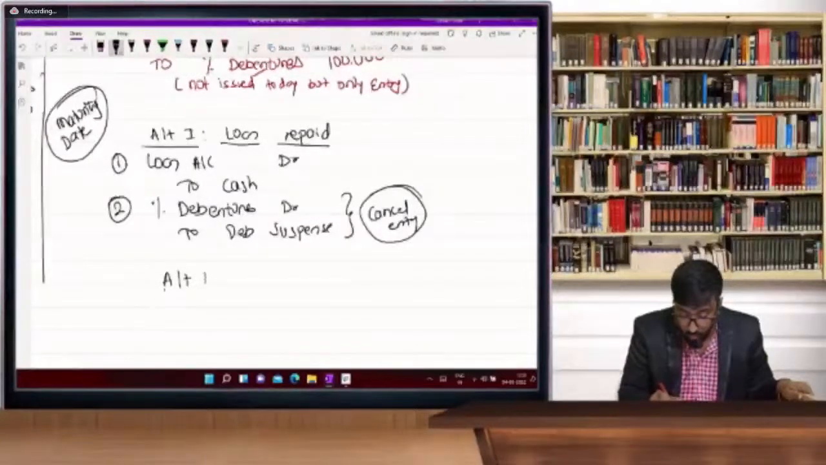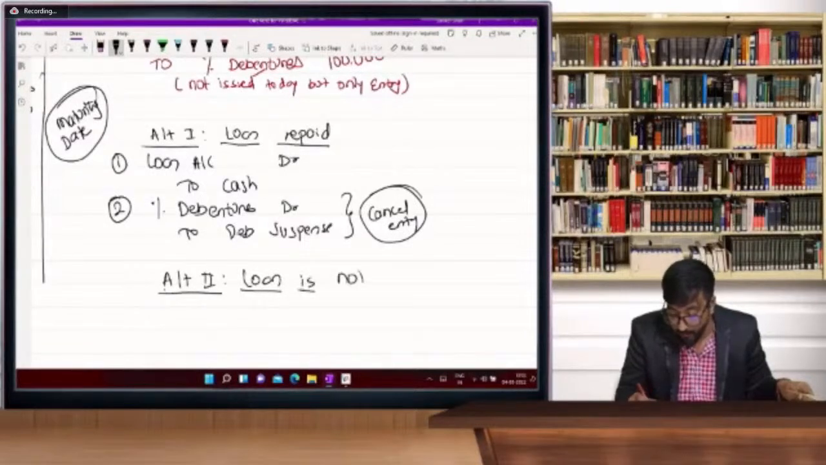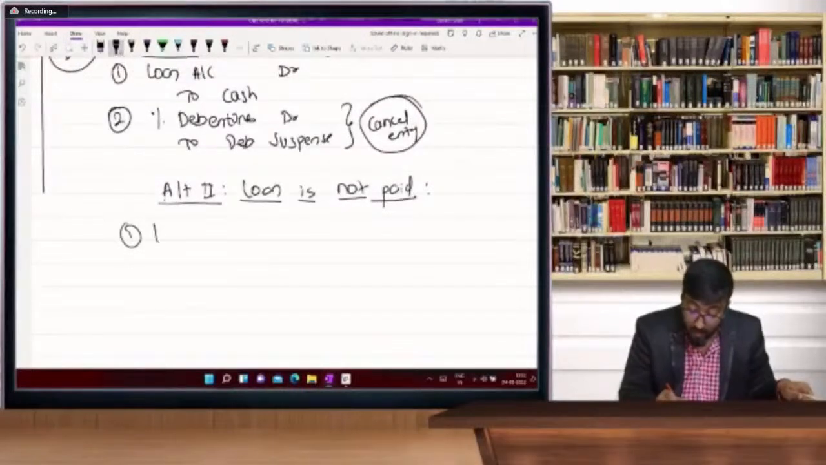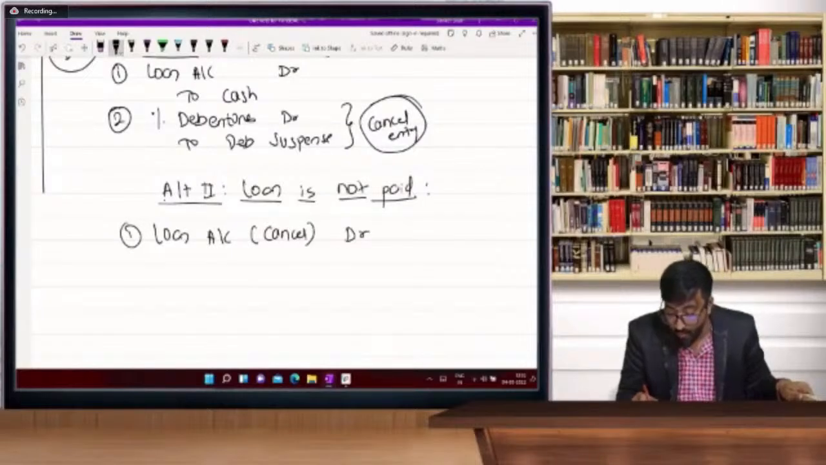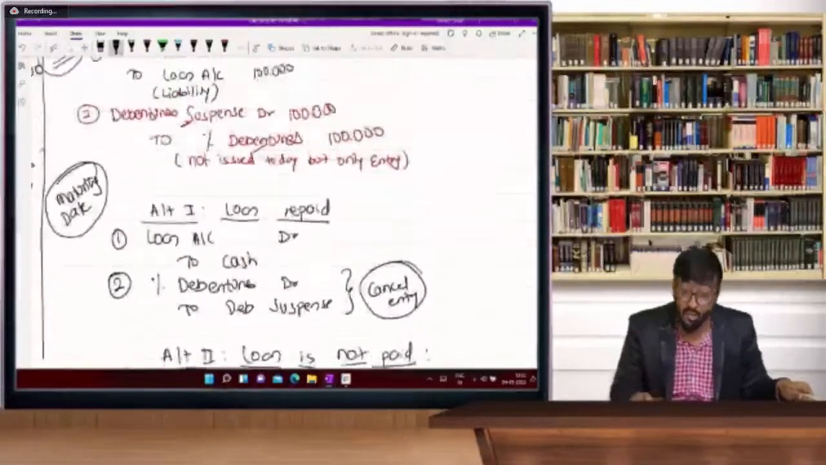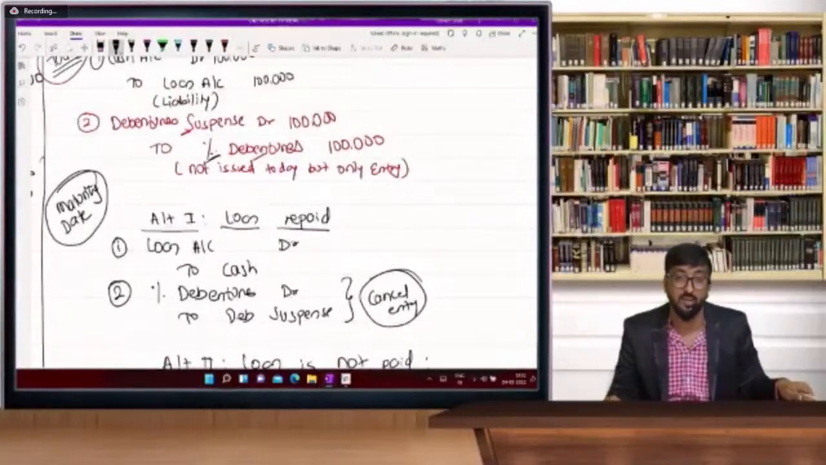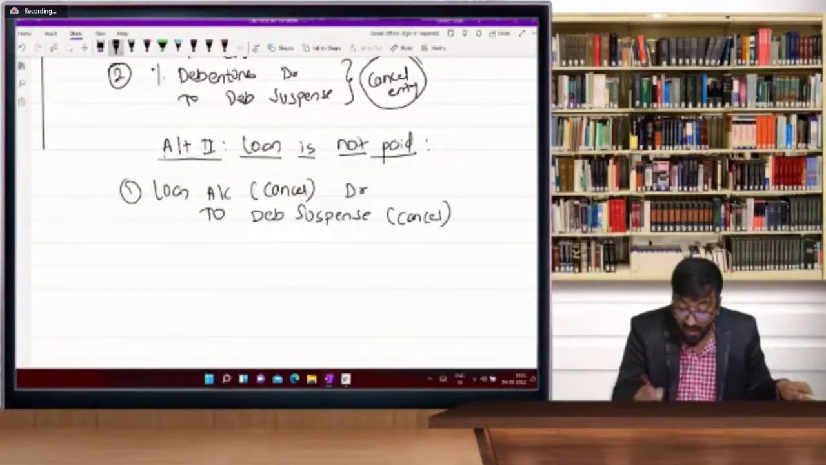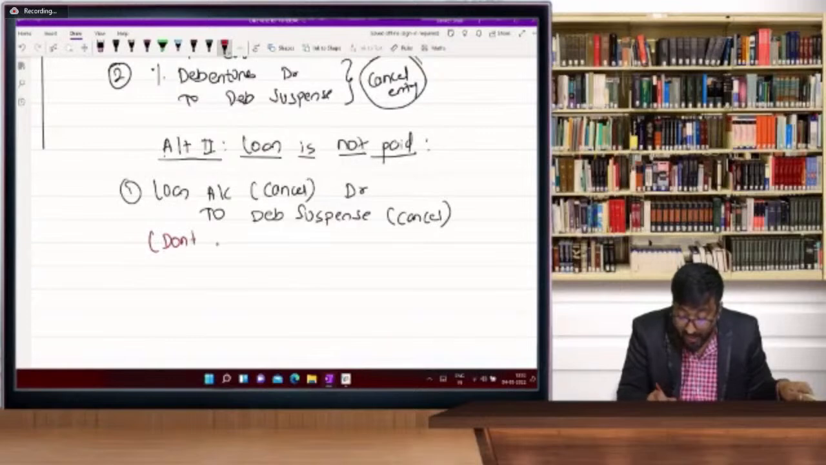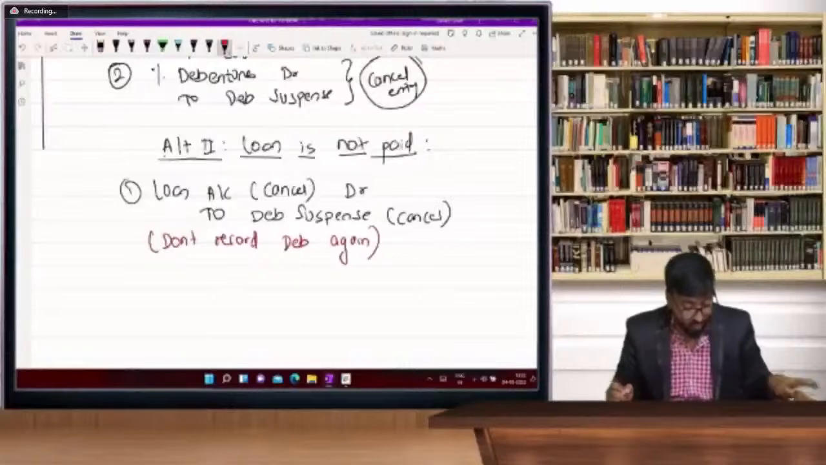And alternative number 2: the loan is not paid. The loan is going to be cancelled, the liability is going to be cancelled anyhow. But now you are issuing debentures. Already you issued debentures, so make the cancellation of debenture suspense. Debenture suspense is getting cancelled, and don't record debentures again. So this is the logic.